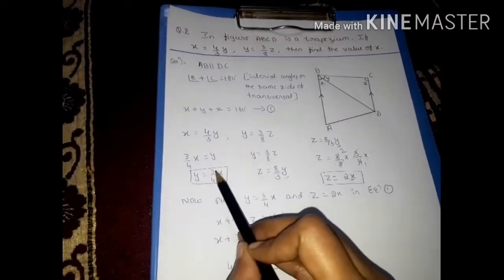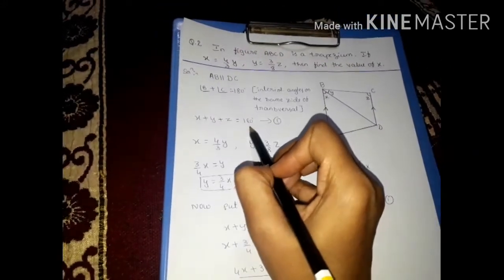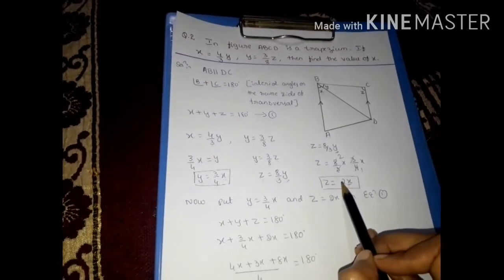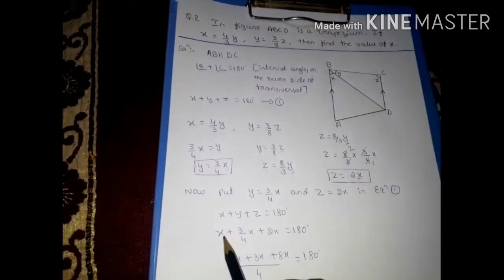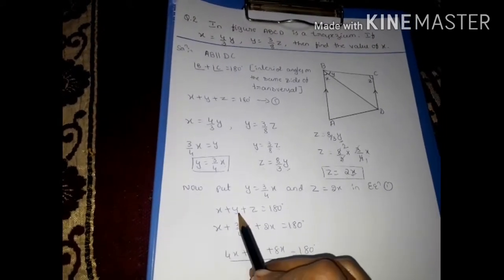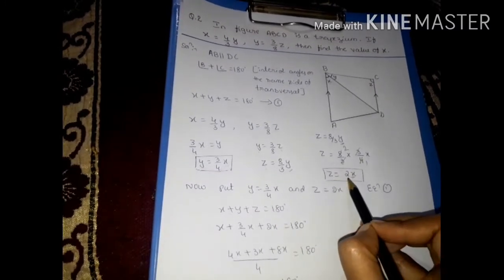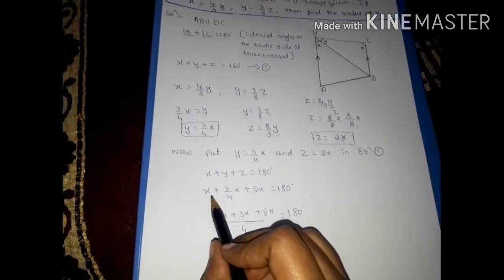Now, in the next step, what we have to do? Substitute y equal to 3 by 4x and z equal to 2x in the equation 1. Here I wrote this in a box. Only these two values should be substituted in the equation 1. x plus y plus z equal to 180 degree, this is equation 1. X value keep as it is. Don't substitute anything. Plus y value substitute 3 by 4x, plus z value substitute 2x. Now you got this equation in only one unknown. What is that unknown? X is the unknown that you have to find.